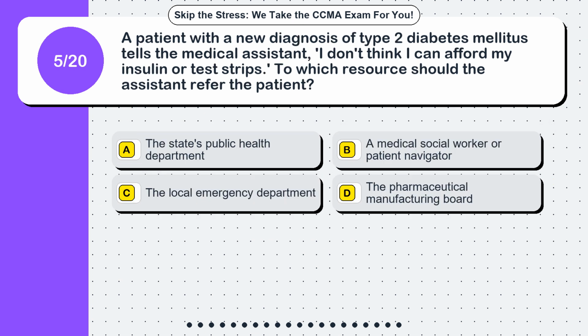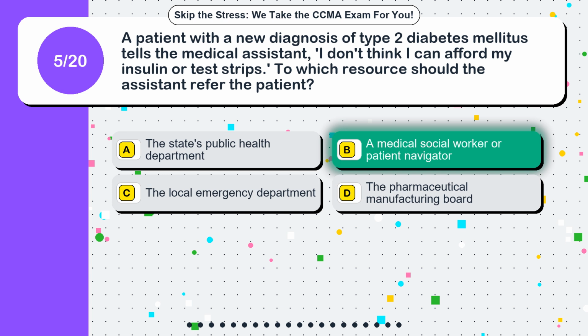Question 5. A patient with a new diagnosis of type 2 diabetes mellitus tells the medical assistant, "I don't think I can afford my insulin or test strips." To which resource should the assistant refer the patient? Option A, the state's public health department. Option B, a medical social worker or patient navigator. Option C, the local emergency department. Option D, the pharmaceutical manufacturing board. The correct answer is option B, a medical social worker or patient navigator.